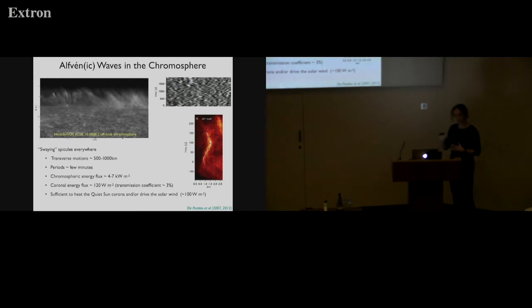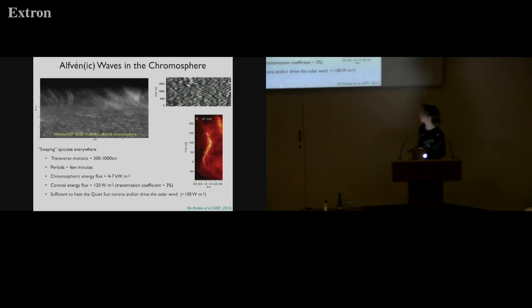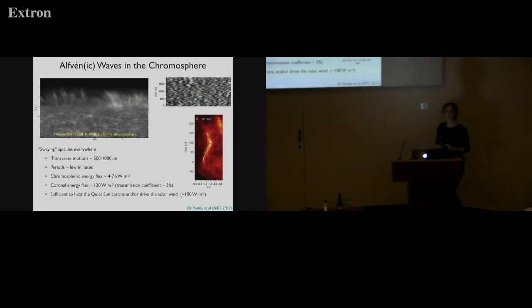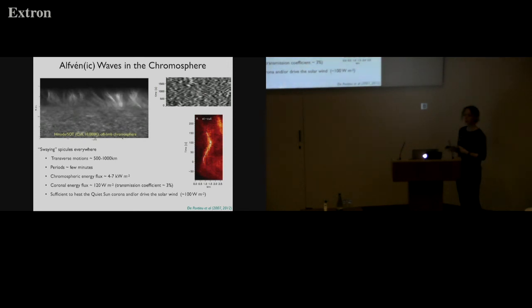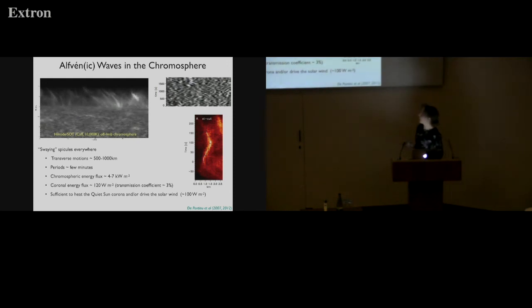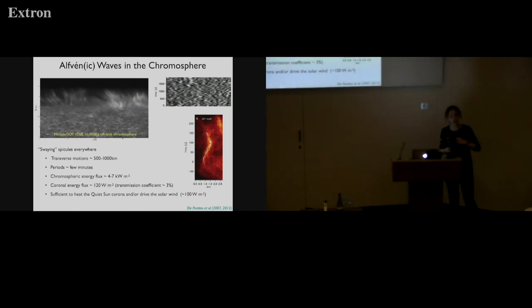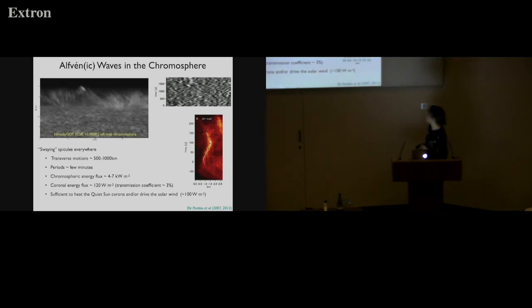They're also related to spicules, which are dynamic jets on the interface between the chromosphere and the corona, which I might come back to in the end if I've got time. But if we just look at those swaying motions, then actually it turns out that there's a substantial amount of energy within them. And De Pontieu and colleagues did an analysis of this a few years ago and found that even if you only allow for a very small transmission coefficient into the corona, there is a lot of energy there. Okay? The energy here that they estimated is of the order of 100 watts per meter squared. For the quiet sun or coronal holes, that's about what you'd need to account for coronal heating.